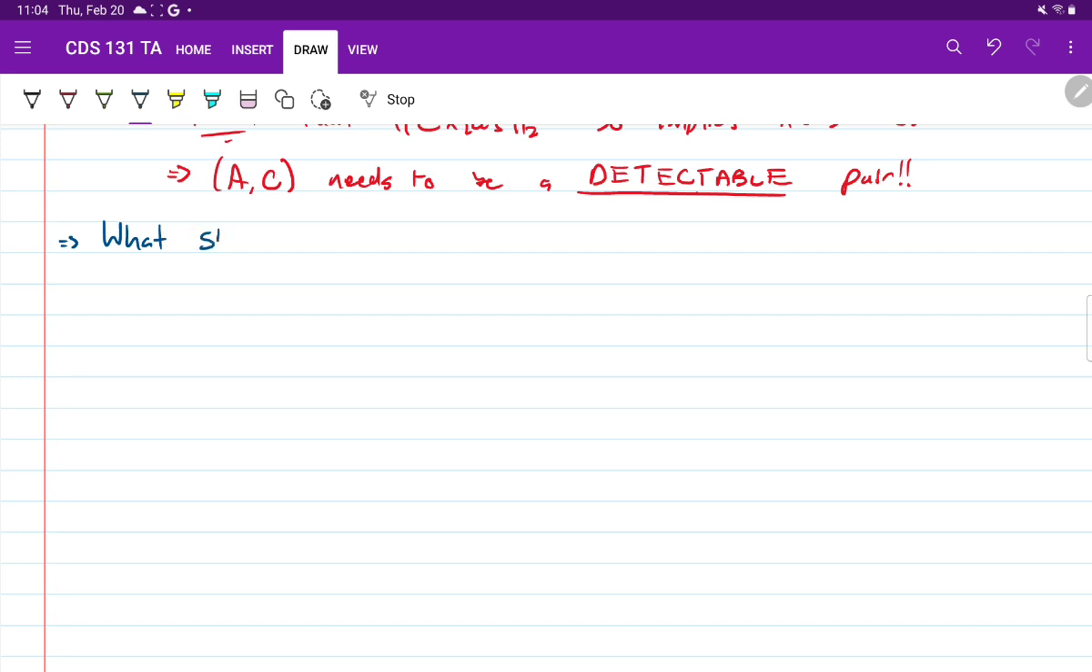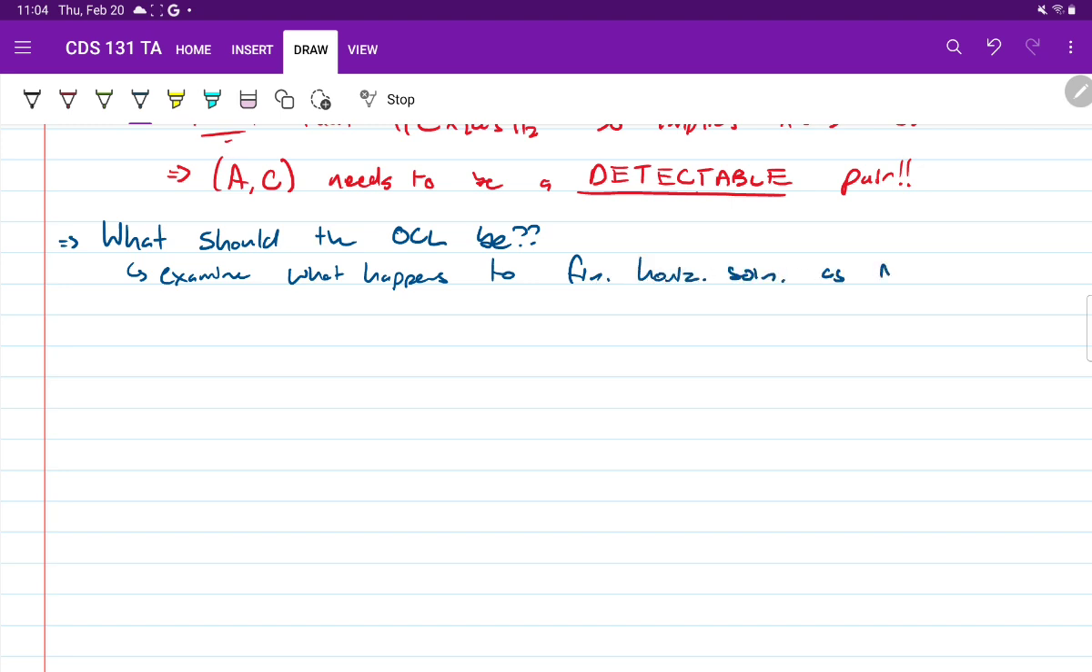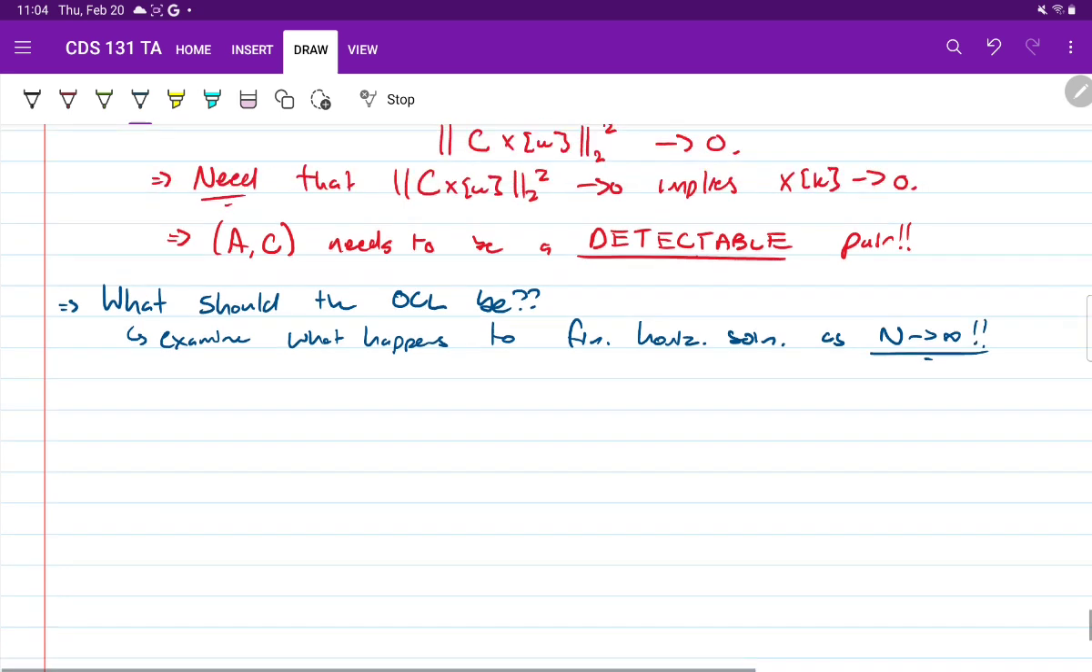Now, what should the optimal control law be? A nice strategy for guessing our optimal control law is to examine what happens to the finite horizon solution as n goes to infinity. So this is a nice guess, right?